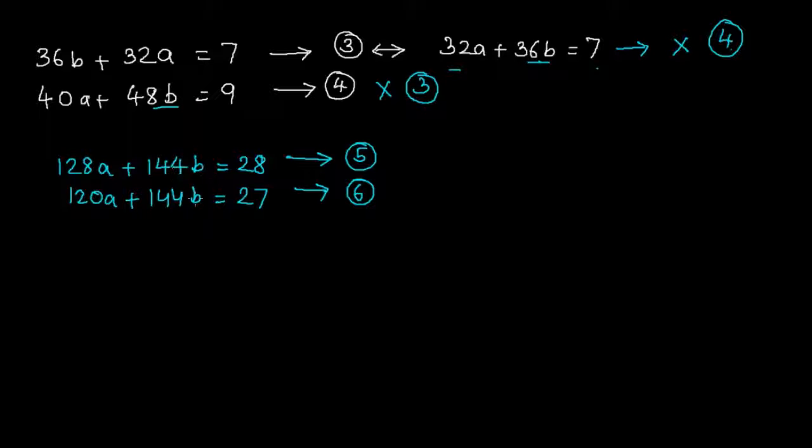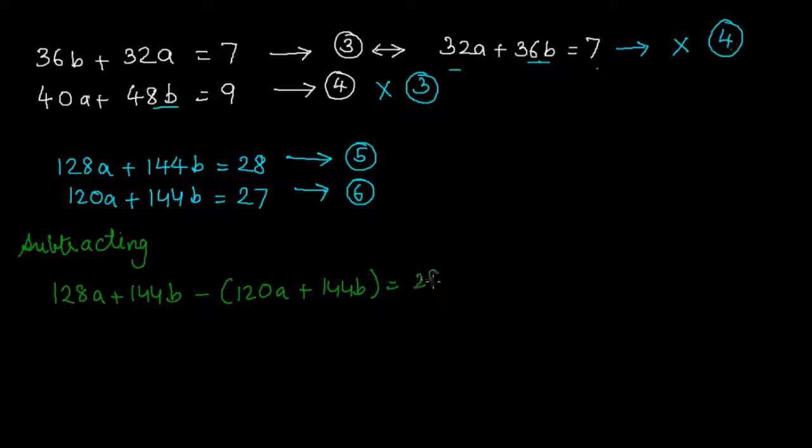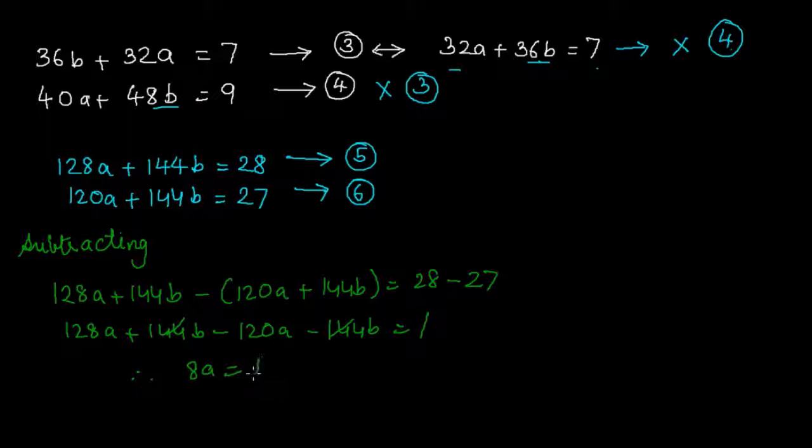Now we have the coefficients of b the same, so I'll be subtracting the two equations. On subtracting, we get 128a plus 144b minus 120a plus 144b is equal to 28 minus 27. When I open the bracket, it becomes 128a plus 144b minus 120a minus 144b is equal to 1. 144b cancels. I'm left with 8a is equal to 1. Therefore, a is equal to 1 by 8.